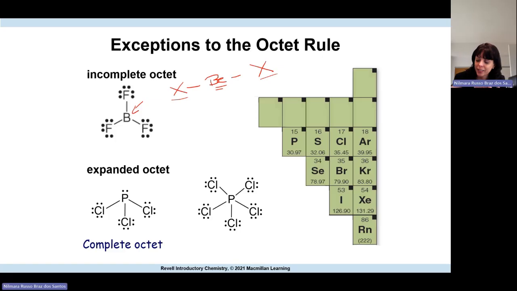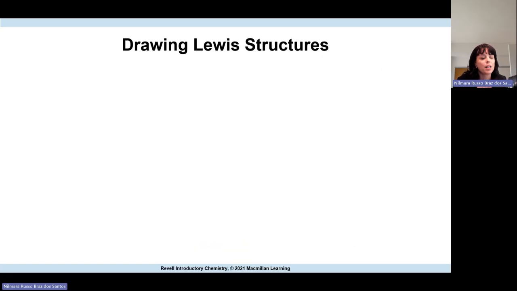Remember that for those elements in rows 3 to 6, we can have S, P, D. S can hold 2 electrons, P can hold 6 electrons, and D can hold 10 electrons. That means they can be stable with 16, 18 electrons in total, right? So phosphorus and other nonmetals in rows 3 to 6 can have an expanded octet. Okay. And the important thing is to draw the structure.